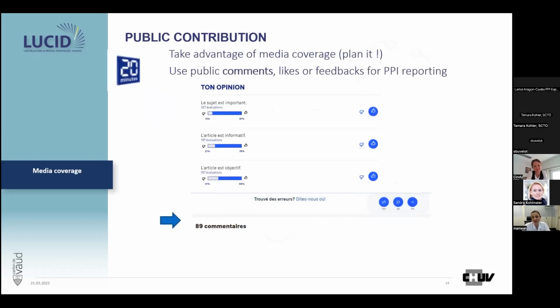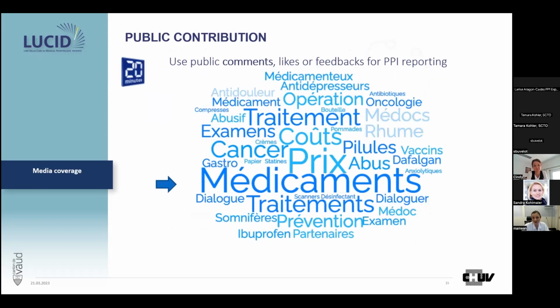So you can use the comments maybe to drive the direction of your project. It's also some public contribution. You can look at the next slide here. We had 90 comments when we did an analysis of what was in the comments. We could make some priorities. We know that the patients and the public were really keen to know about medication, about price, and so it's something you can easily describe in the project. That is something that you will do at very low cost.